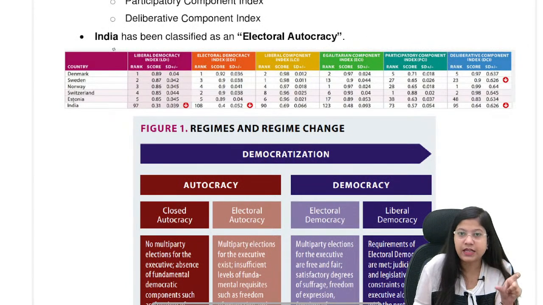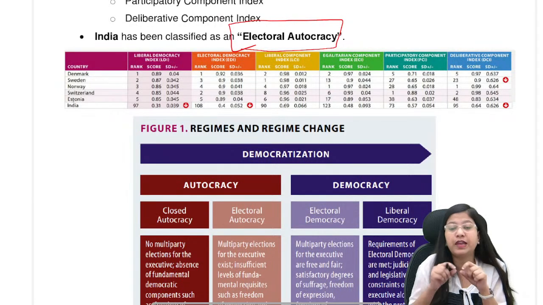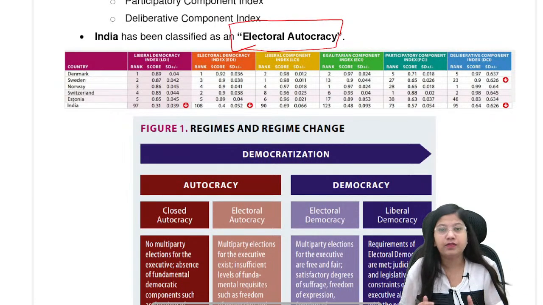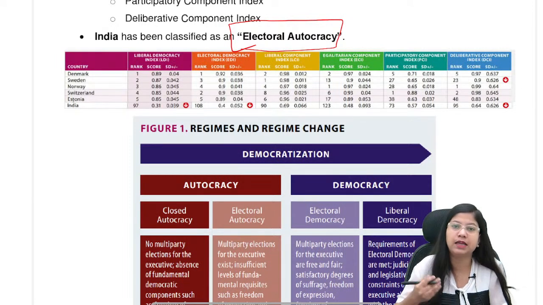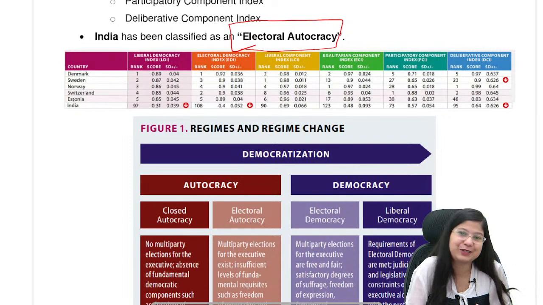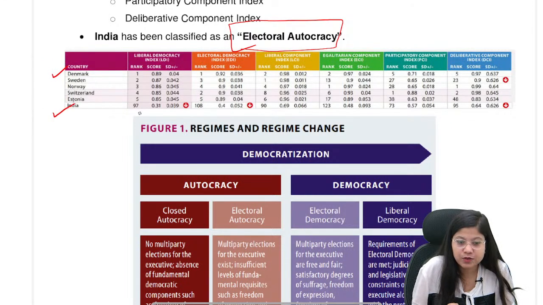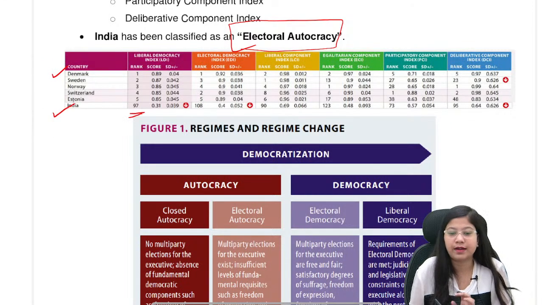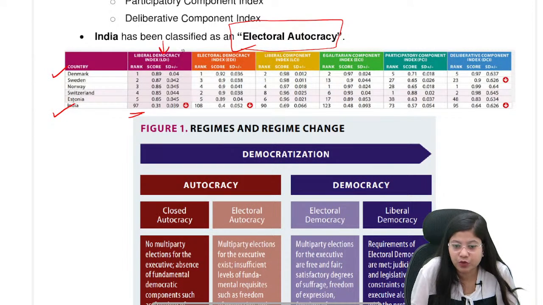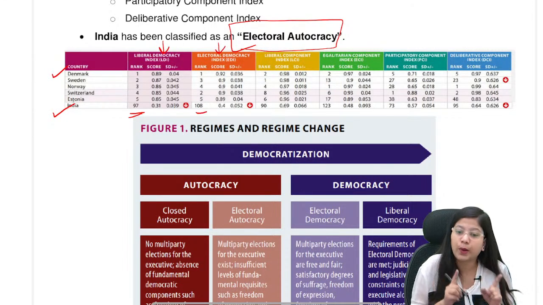So, the first thing that you need to remember is that India has been placed in the list of electoral autocracy. We have chosen the autocrats by means of elections. This is the clear interpretation of electoral autocracy. Now coming to the list, Denmark is at the top. Then we have India's ranking at the 97th position in the Liberal Democracy Index. In the Electoral Democracy Index, India stands at 108th position.